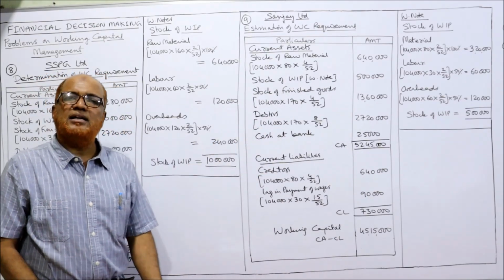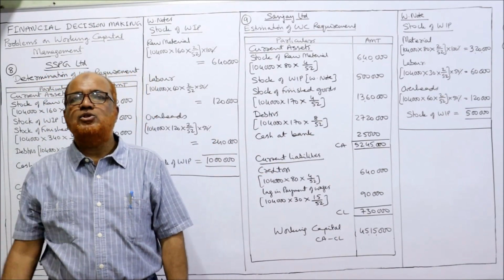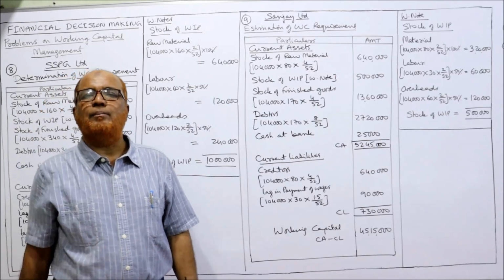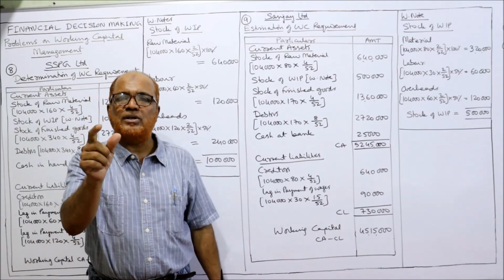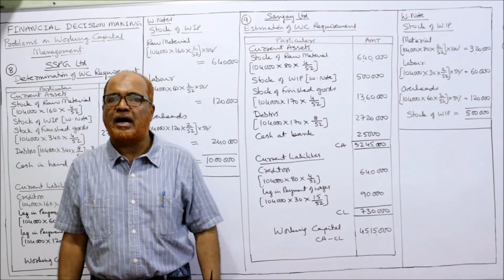Regarding WIP, nothing is given, so we have to assume half of the work is completed on WIP. So we take 100% of material, 50% of labor and overheads.